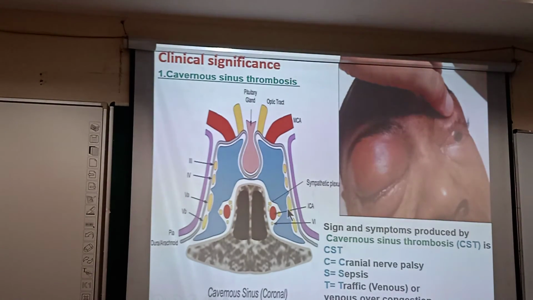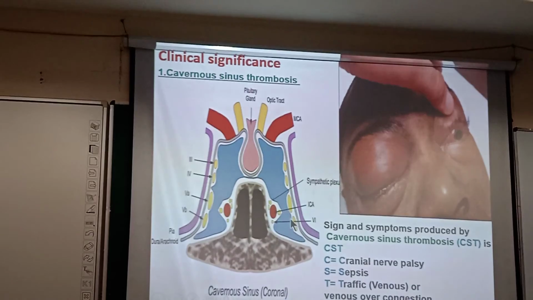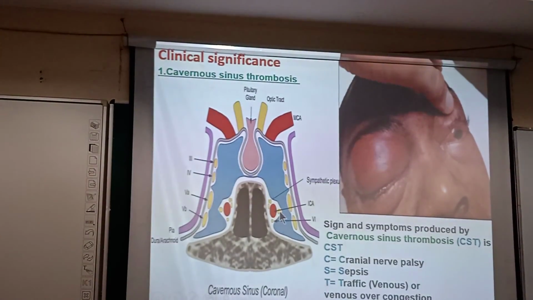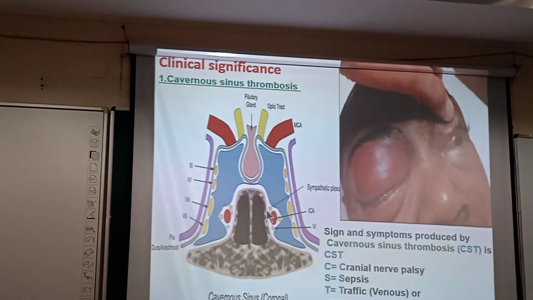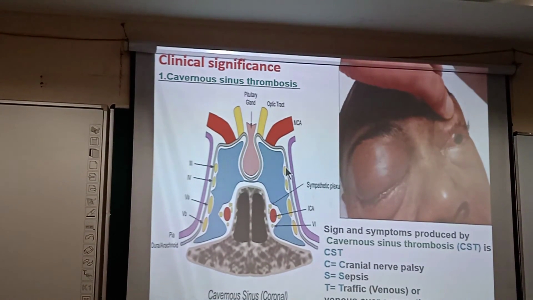And what structures are lying over there? These are the third cranial nerve, this is the fourth, this is 5A, 5B, that is ophthalmic and maxillary. Here lies the internal carotid artery, and here is the abducens, and these are the sympathetic nerves. So the third, fourth, and sixth are the nerves for the extraocular muscles, which are responsible for the movement of the eyeball, involvement of which leads to external ophthalmoplegia. The person cannot move his or her eyeball. That is known as external ophthalmoplegia.